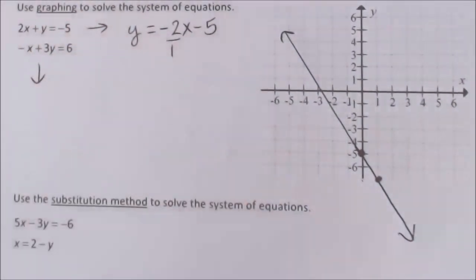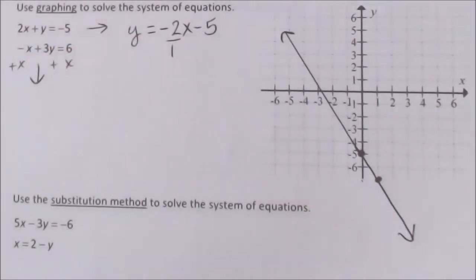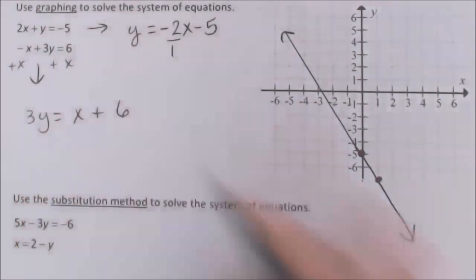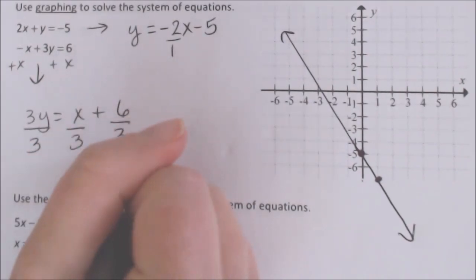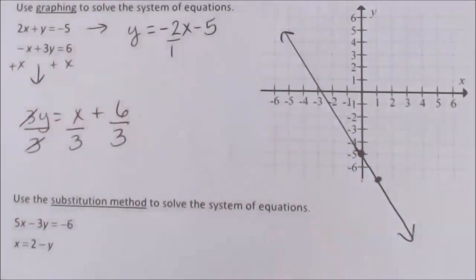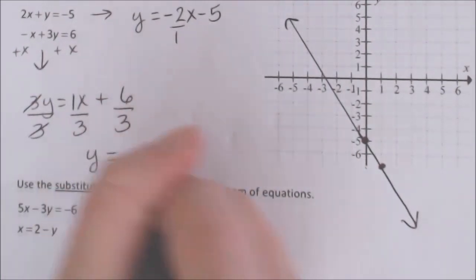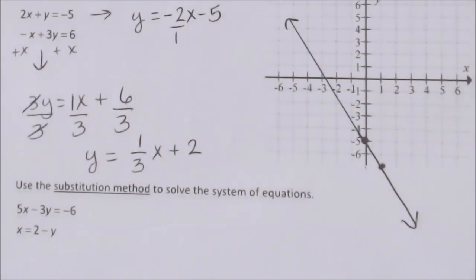I'm going to rewrite this in slope-intercept form. So first I'm going to add x to both sides. So I have 3y equals positive x plus 6. And then I'm going to divide both sides by 3. And remember the x, when there's nothing in front of it, that's an implied 1. So my equation becomes y equals 1/3 x plus 2.